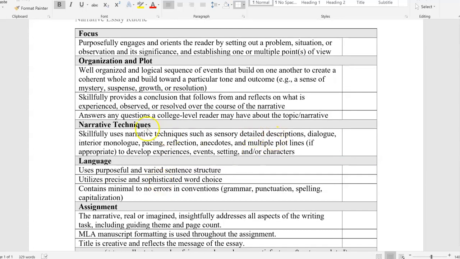All right. The thing that we've focused on the most, really, in all our feedback and revision is the narrative techniques. Skillfully uses narrative techniques such as sensory detailed descriptions, dialogue, interior monologue, pacing, reflection, anecdotes, and multiple plot lines, if appropriate, to develop experiences, events, setting, and or characters. So this is where the show comes in. It's the details. Notice that we're not using a specific narrative technique. It is sort of general in nature. It just uses narrative techniques. And this is so important. So most of your essays, I have said, you need more details. You need more descriptions. You need to show more than you tell.